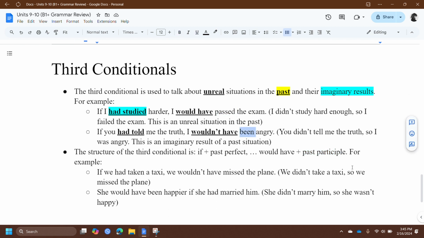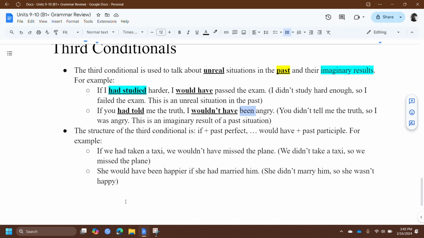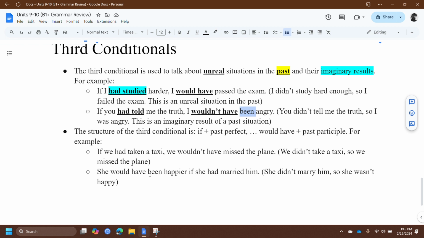For example, as we have below as well: if we had taken a taxi, we wouldn't have missed the plane. But the point is that you didn't take a taxi and you missed the plane. And the last example: she would have been happier if she had married him. But the point is that she didn't marry him, so she wasn't happy, and may even be currently not happy. That's the meaning.